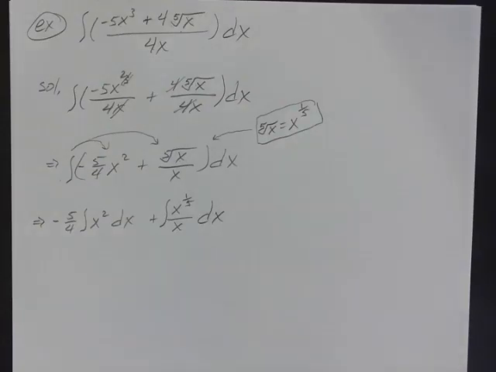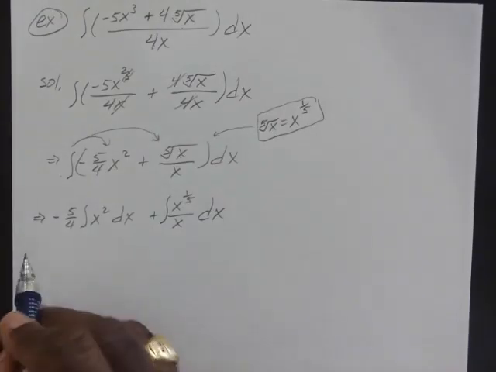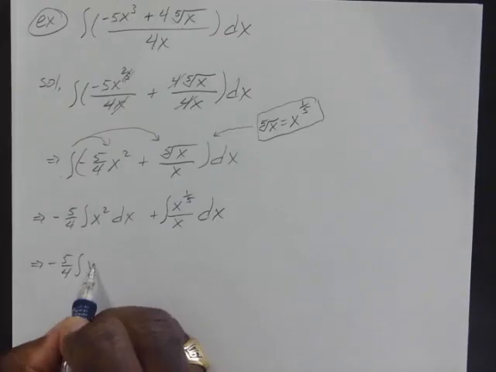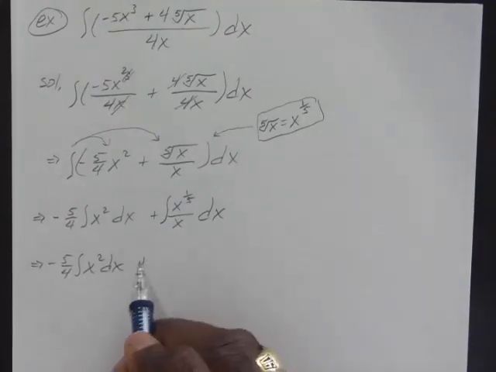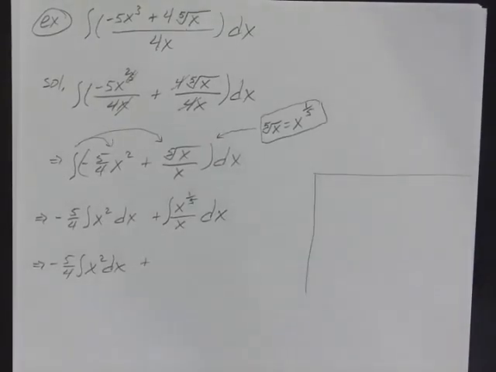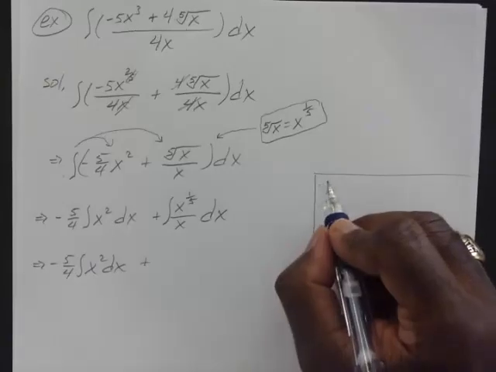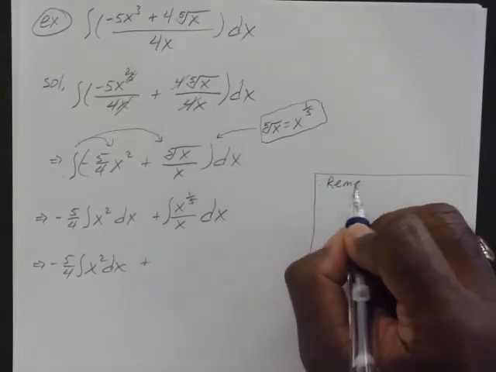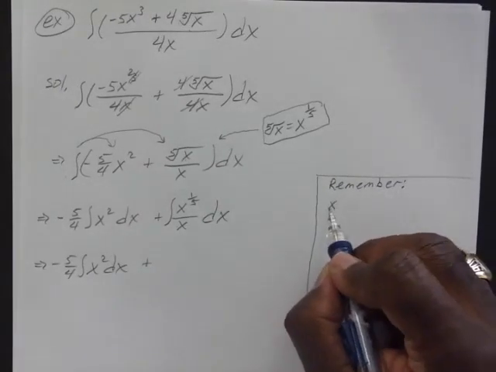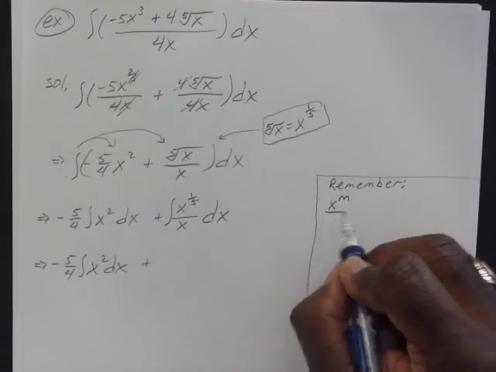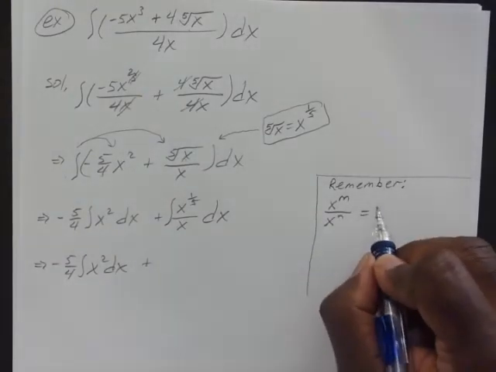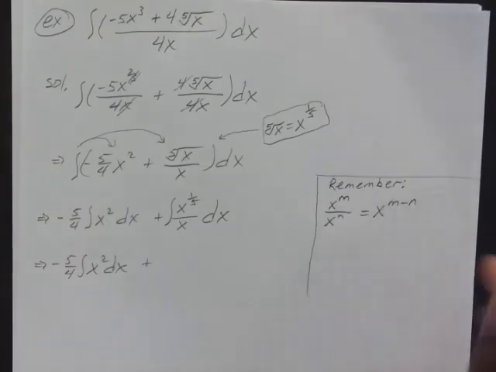Okay. Now the x squared, that's as simplified as we're going to get it, so we're okay leaving it the way it is. But this one, we can simplify a little bit more. Because if you remember your rules for exponents, if you have x to the power of some exponent m divided by x to the power of some exponent n, that's equal to x to the power of m minus n.